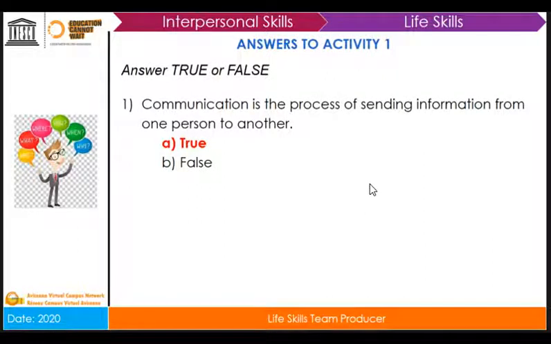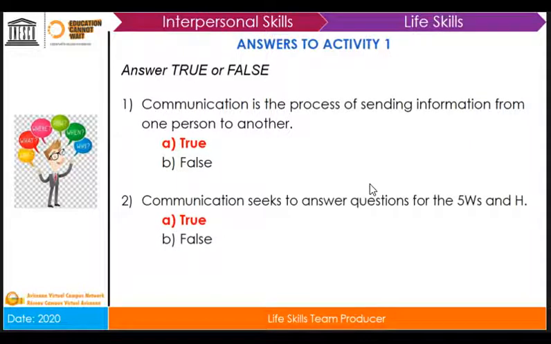And now, let us give the correct answers. Remember, the instruction requires you to answer true or false. And the correct answer for question 1 is, I'll take the question all over. Communication is a process of sending information from one person to another. And the correct answer is true. Good.